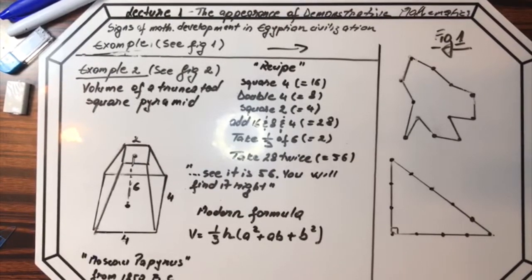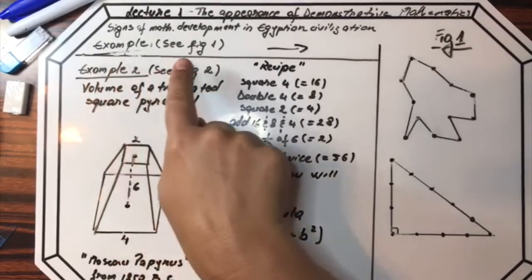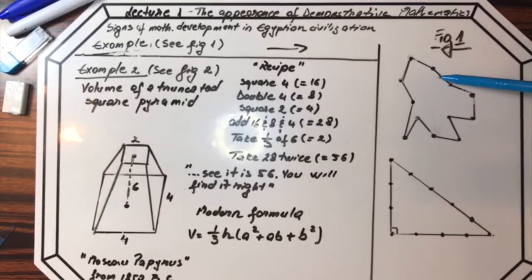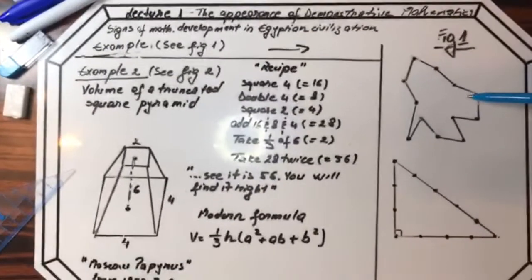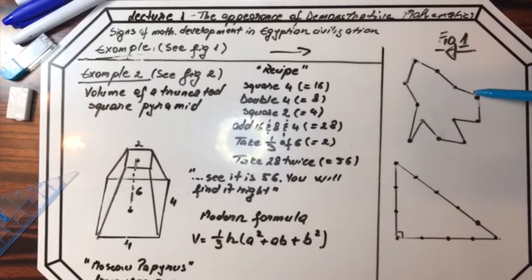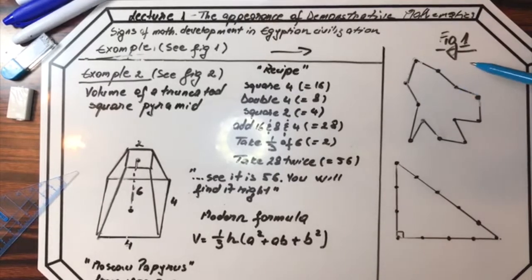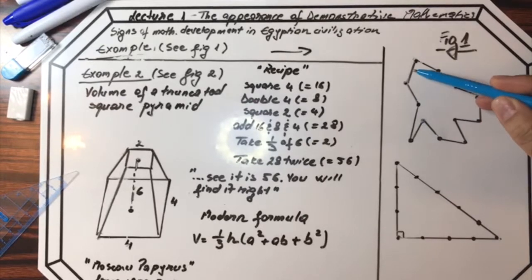As you can see, I have written here, the first example relates to figure 1, and I shall explain what that is. Egyptians had a way of actually building a right triangle. So here's what they did. They actually took 12 pieces of string, or let's say string equally divided among one another. There are 12 here, 1, 2, 3, 4, 5, 6, 7, 8, 9, 10, 11, 12.